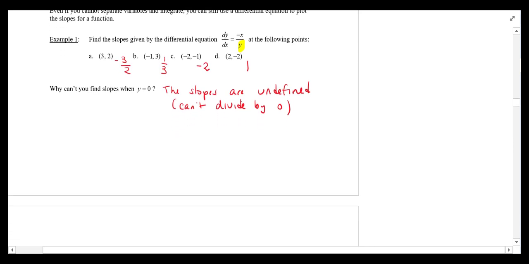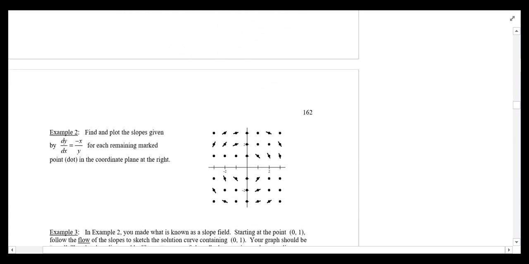Okay. So taking a look at the next question, number 2 here says, okay, I want you to now find and plot the slopes given by dy/dx equals negative x over y. Hey, it's the same equation from example number 1 for each of the remaining marked points or the dots in the coordinate plane at the right. So if you see this little coordinate plane, you see these little dashes, the dashes actually represent the slopes at that particular point.